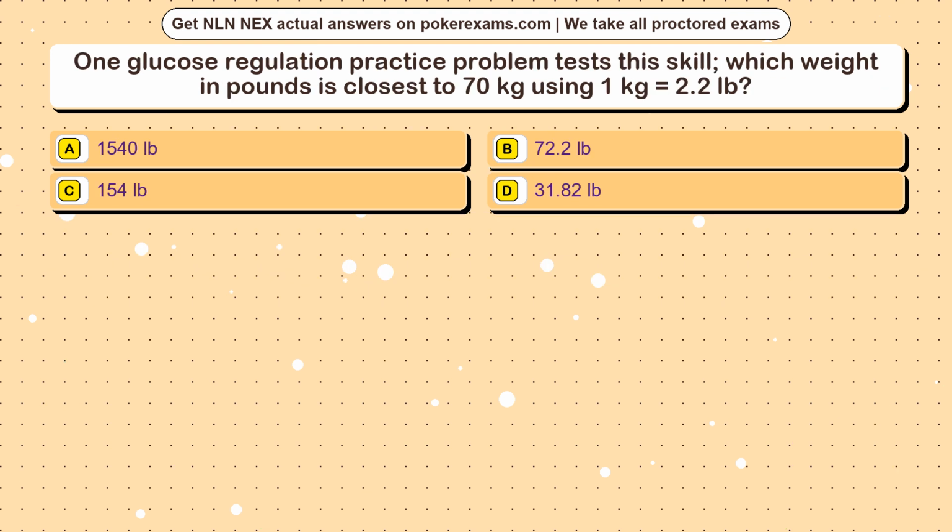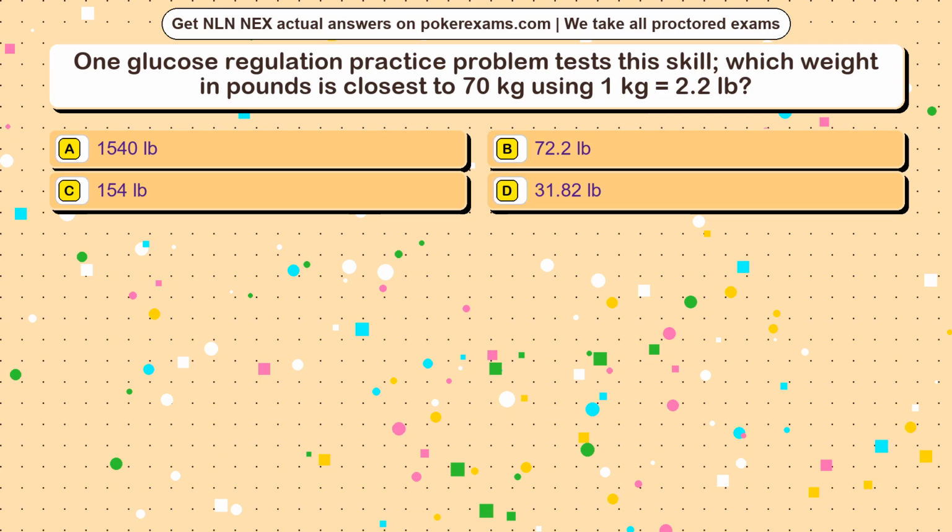Question 11. A glucose regulation practice problem tests this skill. Which weight in pounds is closest to 70 kilograms using 1 kilogram equals 2.2 pounds? Option A. 1,540 pounds. Option B. 72.2 pounds. Option C. 154 pounds. Option D. 31.82 pounds.